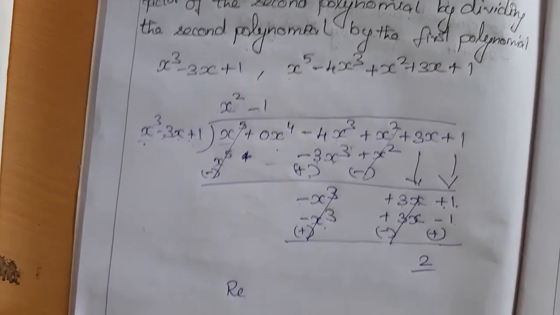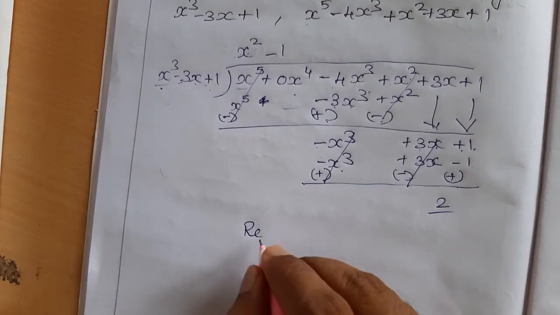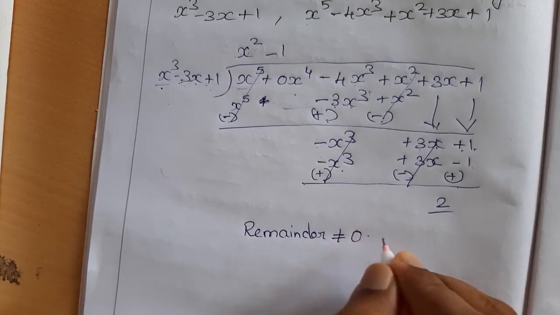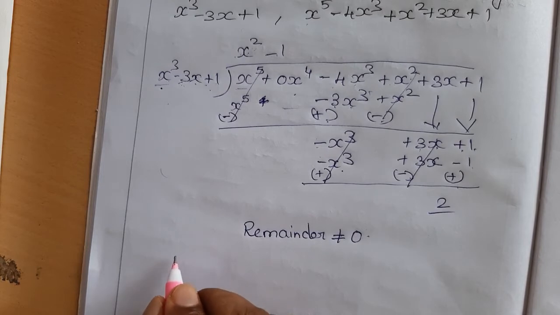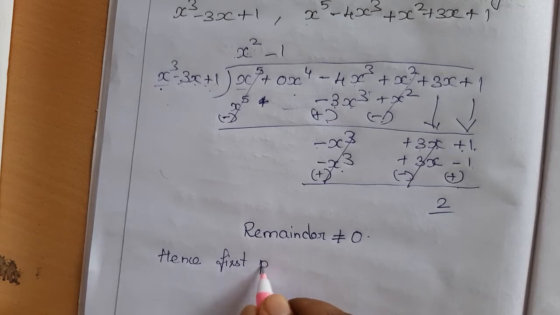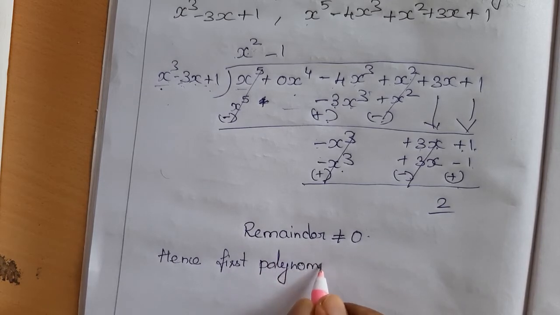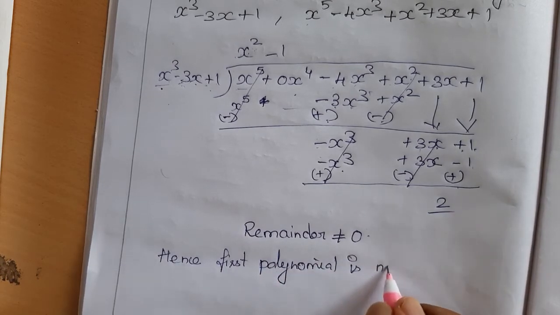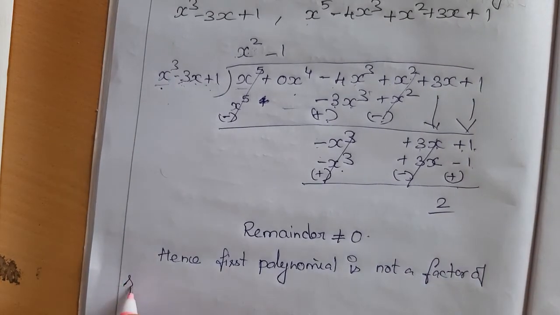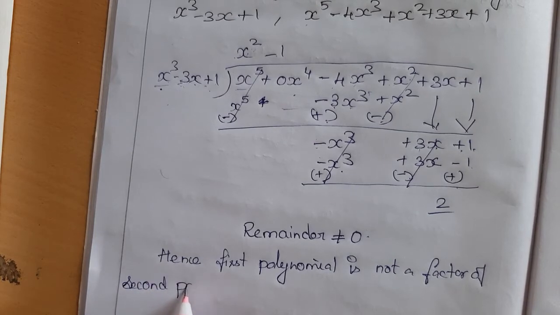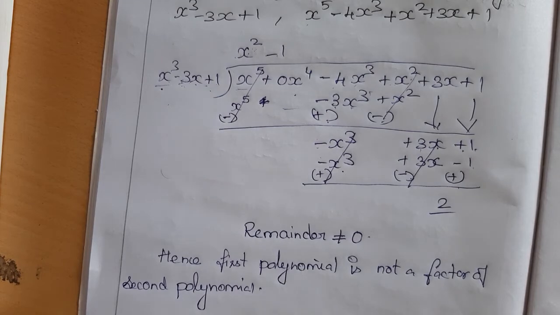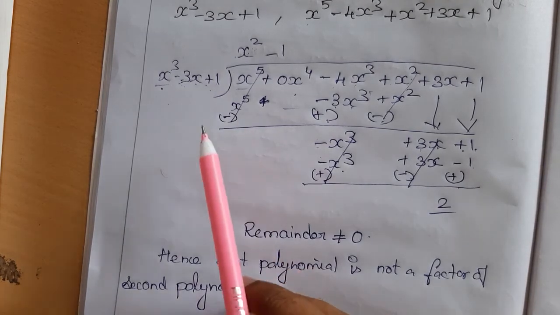Where our remainder is not equal to 0. Hence first polynomial is not a factor of second polynomial, right?